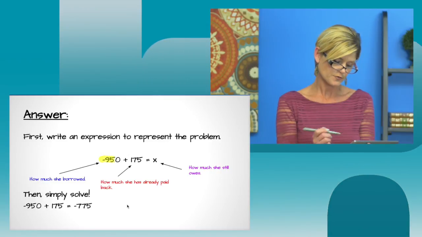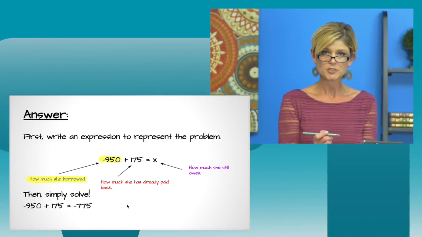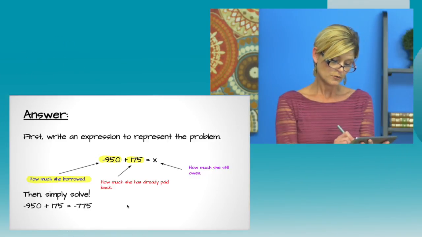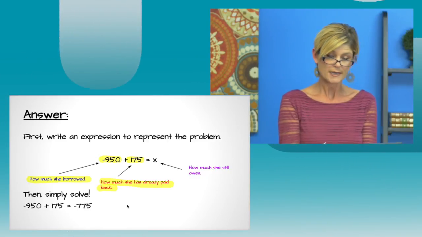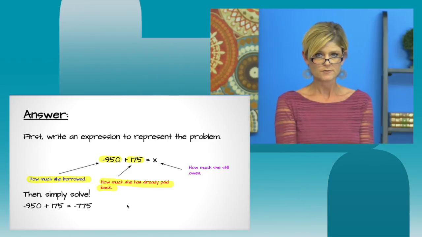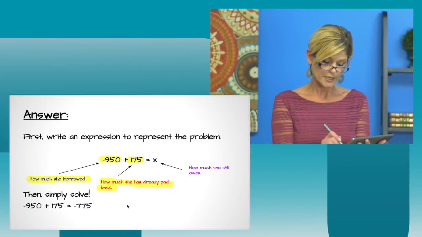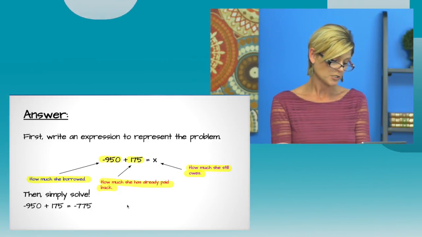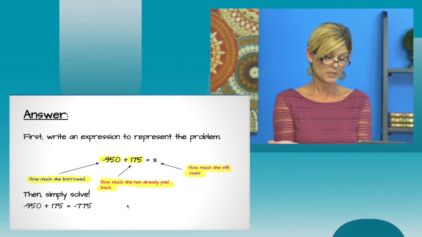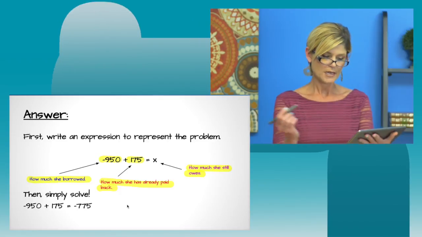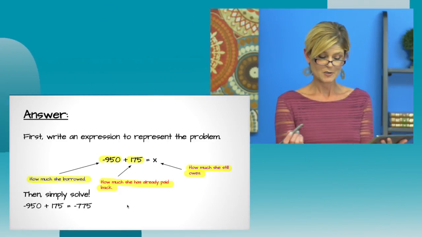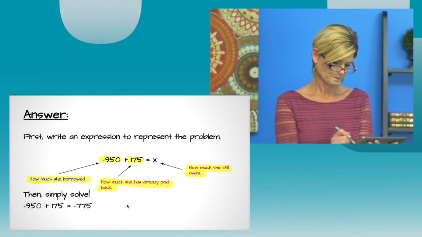Negative 950, which is how much money she borrowed, plus 175, which is how much she's already paid back, gives us x. That's what we don't know, and that's what we're going to try to solve. But now that we have an expression, all we have to do is do the operation of negative 950 plus 175 and solve. And what do we get? A negative 775, and that's how much she still owes.